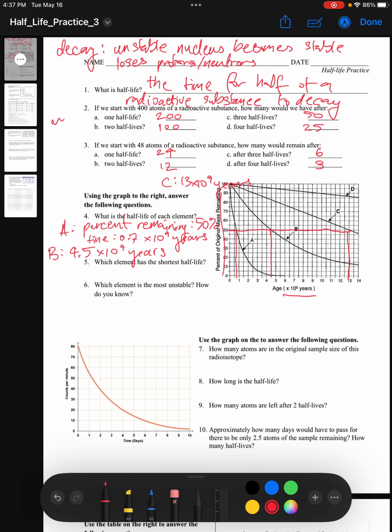Which element has the shortest half-life? That's element A. Which element is the most unstable? Unstable, that means it decays quickly. The nucleus is unstable. It decays quickly. It loses protons and neutrons quickly. That's element A.